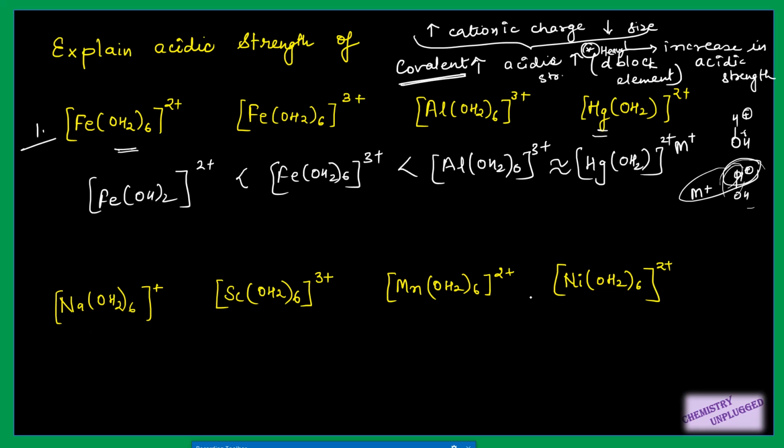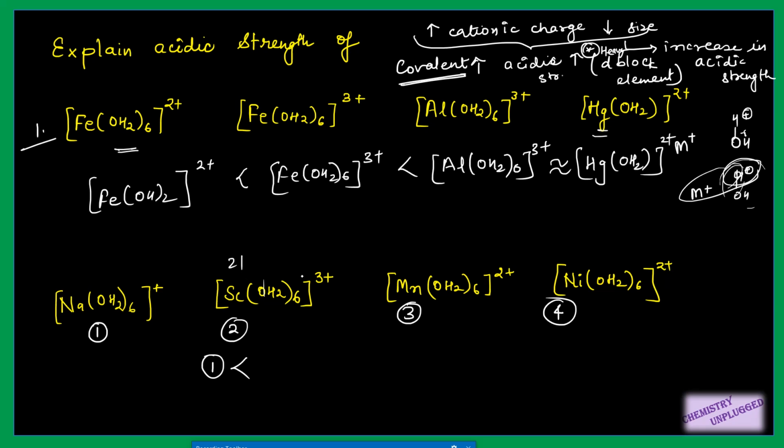Next we will take this example. In this case we don't have any heavy d-block element, right? So don't worry about it. First we have to look at the charge and size. In this case sodium has the lowest charge and the largest size, so its acidic strength will be weakest, or you can give it numbers 1, 2, 3 and 4. So sodium will have the weakest acidic strength. Then we will see the charge. In this case scandium has the highest charge, and these all belong to the same period, right?